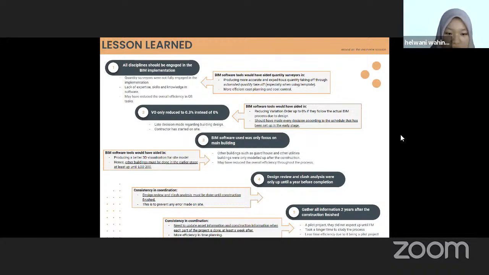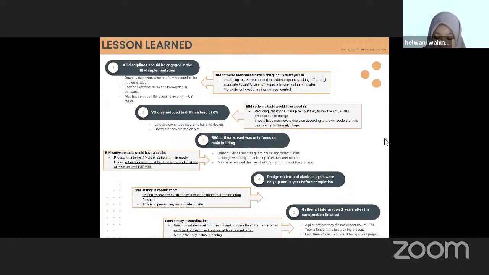And the third one, the other buildings such as the guardhouse and the pump house should be done in the earliest stage, at least up until LOD 200 for the whole complete site model. The fourth one is design review and clash analysis must be done until the construction finishes and not only before that, to prevent any error made on site. And the last one is they need to update asset information and construction information when each part of the project is done, at least a week after.